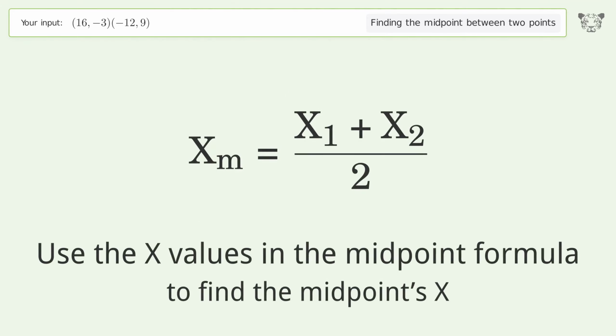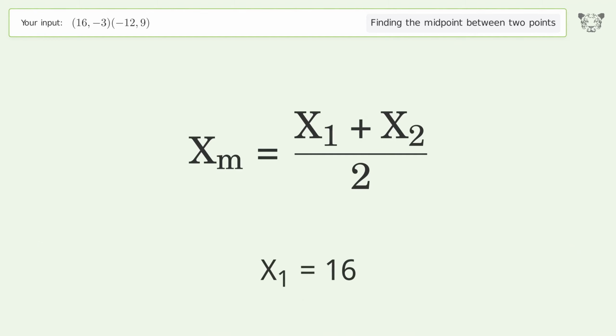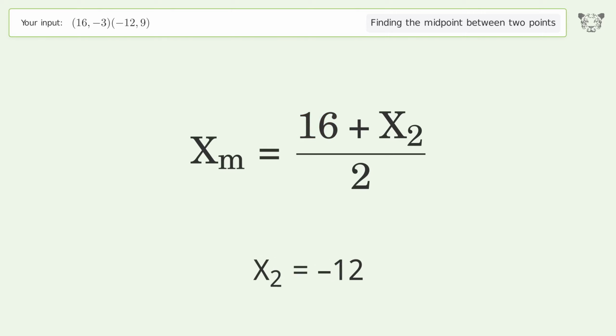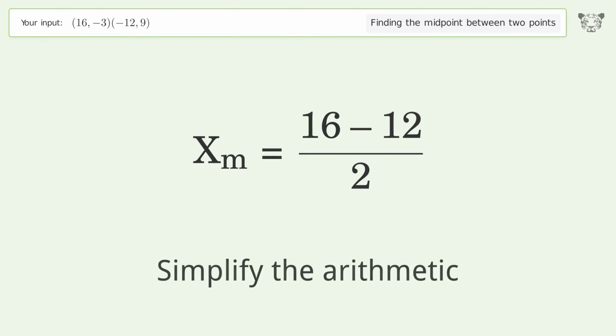Use the x values in the midpoint formula to find the midpoint's x. x1 equals 16. x2 equals -12. Simplify the arithmetic.